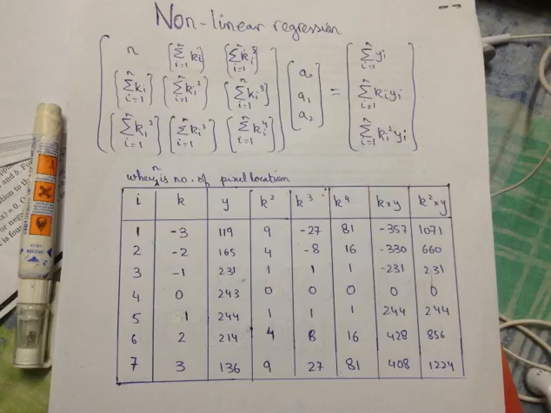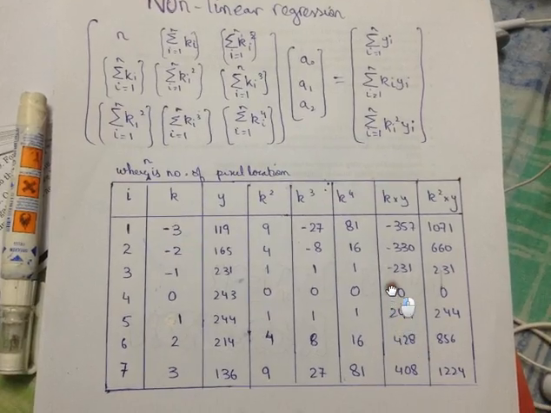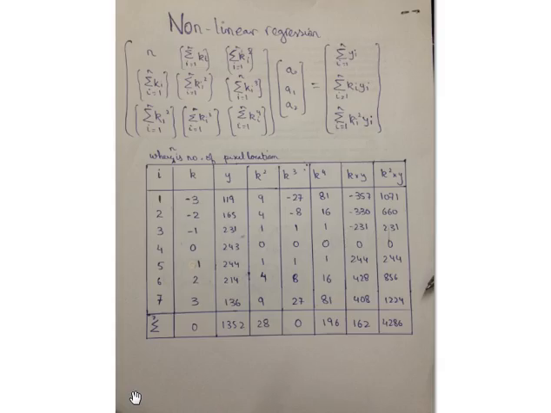Yes, this is the table formed by squaring, cubing, and multiplying all these terms. This is the table formed. But one thing is missing. The thing which is missing is sigma. So sigma is added here.